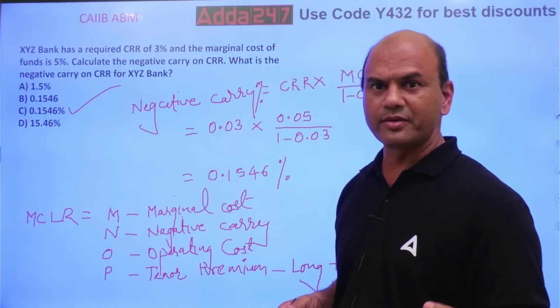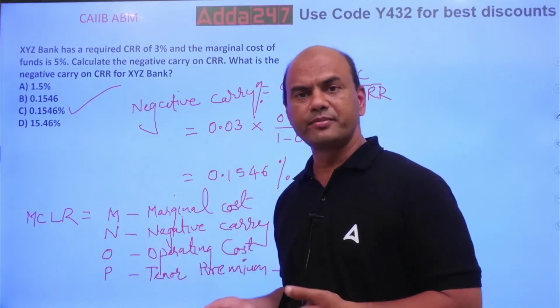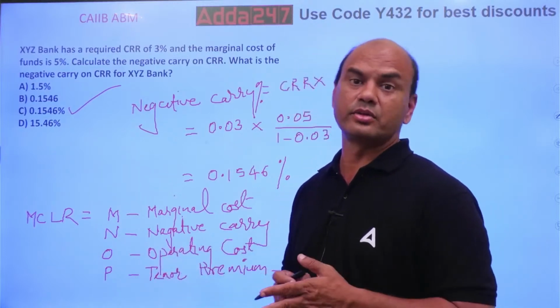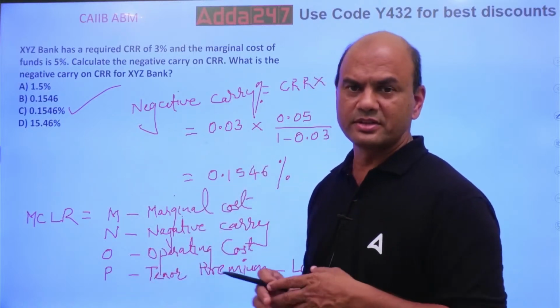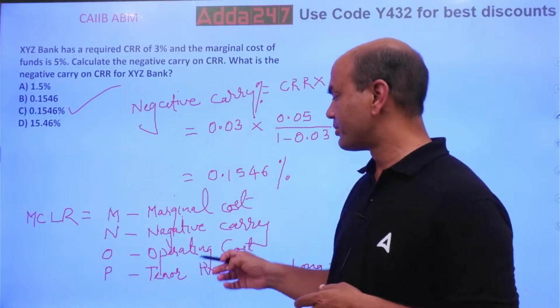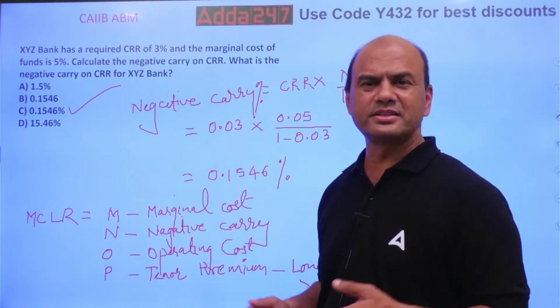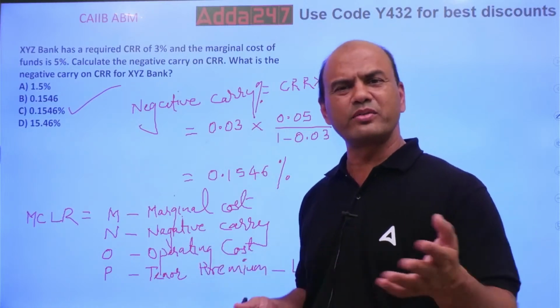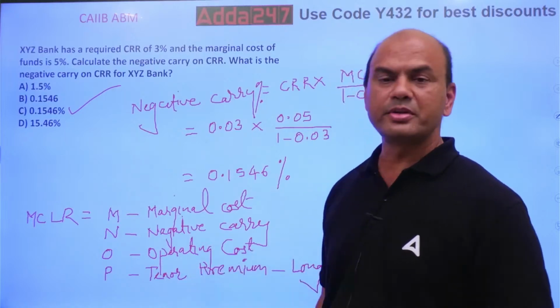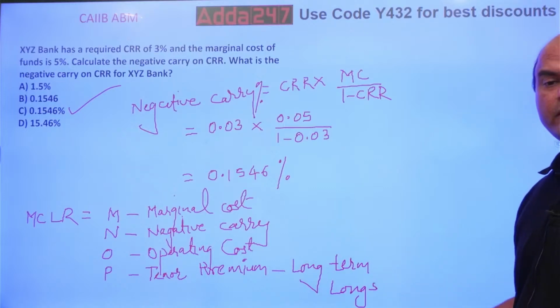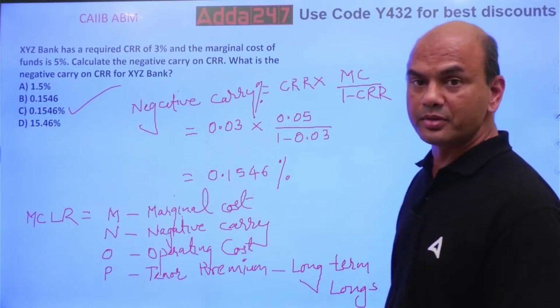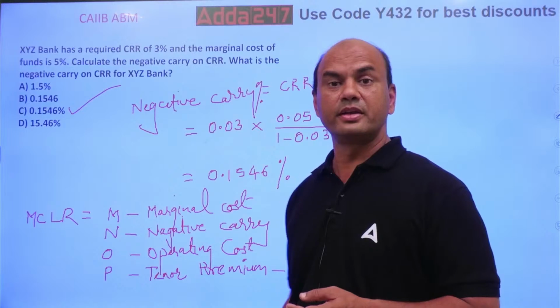It's not wasting, after all it's kept in RBI. But you don't get any interest. So from the business perspective, zero interest. So that is negative carry. Operating cost means all your salaries, electricity bills, day-to-day working. Tenure premium is always for longer term loans. Whenever you give long-term loans of 10 years and above, it always carries a tenure premium.